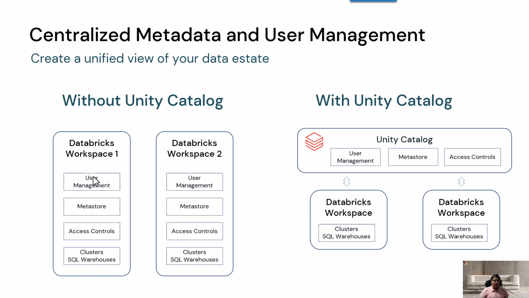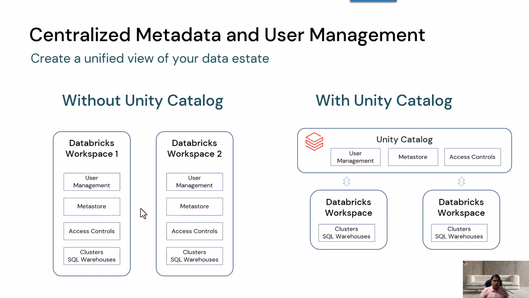In the product one, you have users, metastore, access control, and clusters. You have another Databricks workspace for another product, and in that product you have again the same set of users. Maybe some users might be managed here, some users might be common in both workspaces, right? So it is again capturing the same information here. Why? Because the metastore which you captured here might be here as well, right?